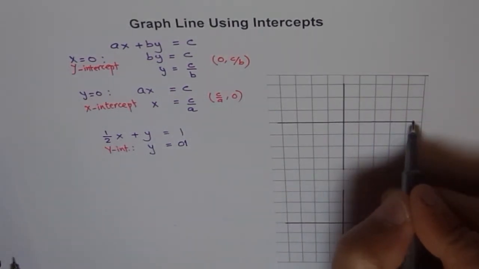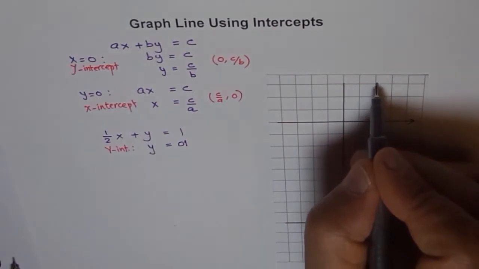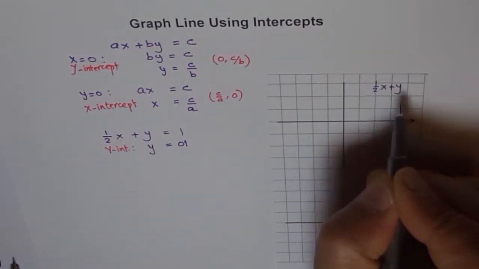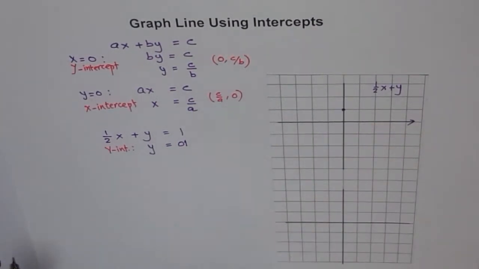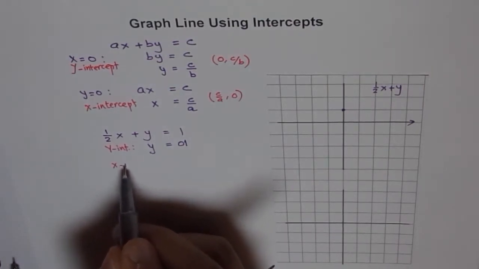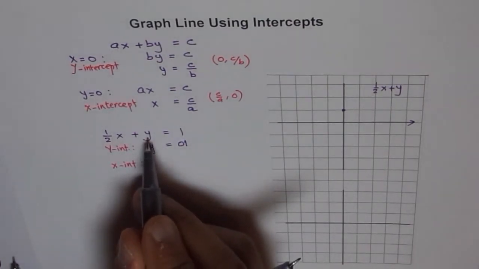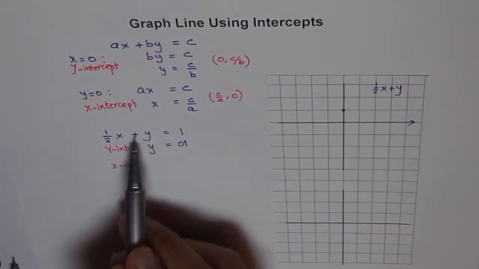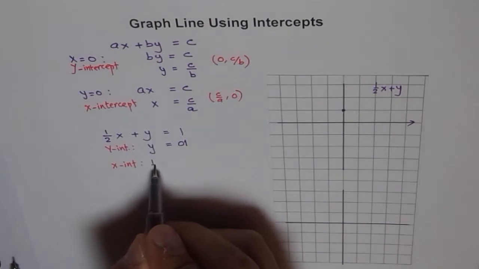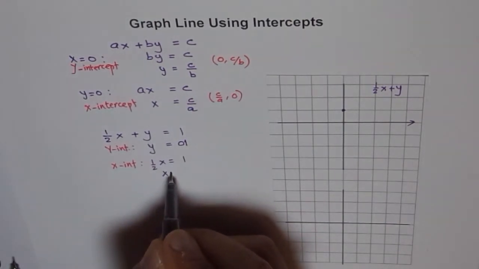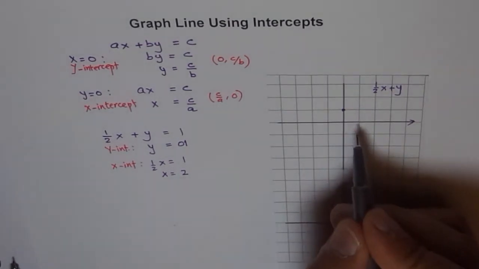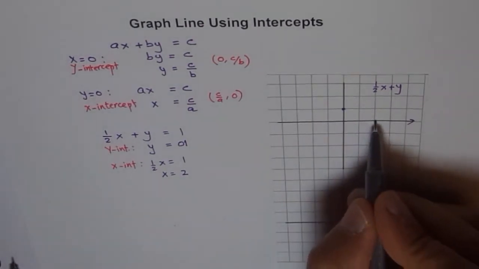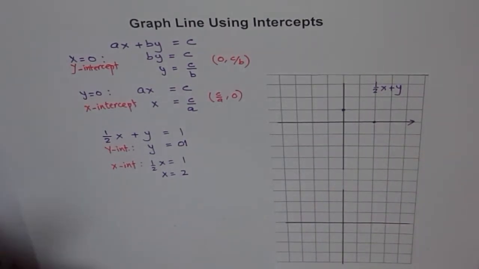So let's say this is my graph for the equation half x plus y equals 1. Now my y-intercept is 1. So that is my y-intercept. Do you get it? Now let's find the x-intercept. What is the x-intercept? y should be 0. So if you put y as 0, you get half x equals 1, or x equals 2. So the x-intercept is x equals 2. So let's draw that x-intercept, which is 2. You get these 2 points, join them, and then get your line. It is that simple, right?